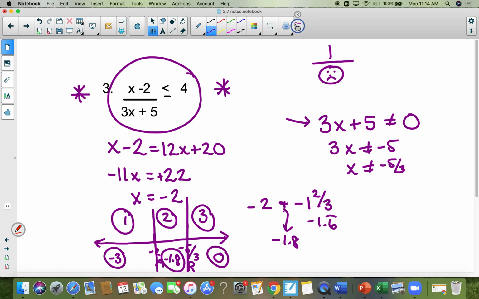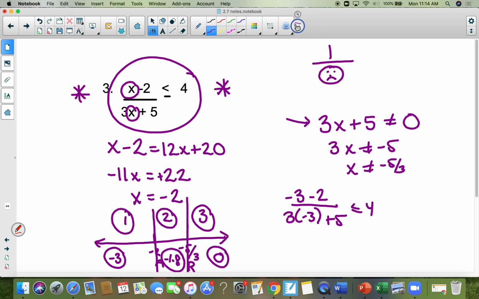Okay, so I'm just going to erase this part. So what I'm going to do is put a negative 3 minus 2. All I did was replace the x with the negative 3, and I'm going to replace this x with a negative 3. See if it's less than or equal to 4. Negative 6 over a negative 9 plus 5 is a negative 4. Is a positive 6/4 less than or equal to 4? Yes, it is.